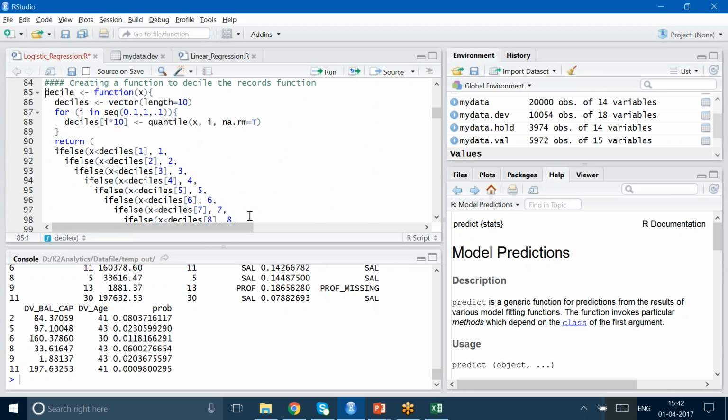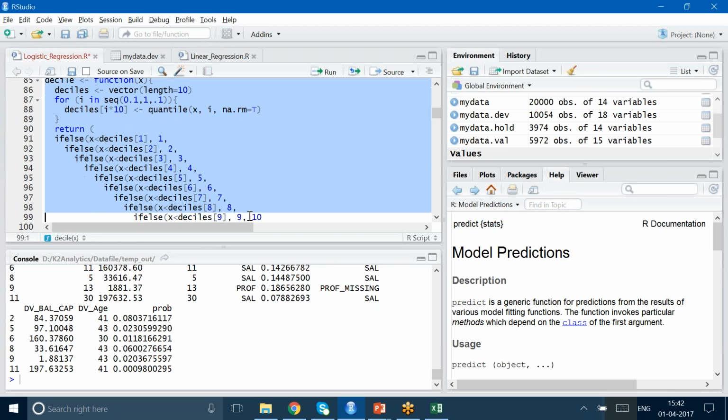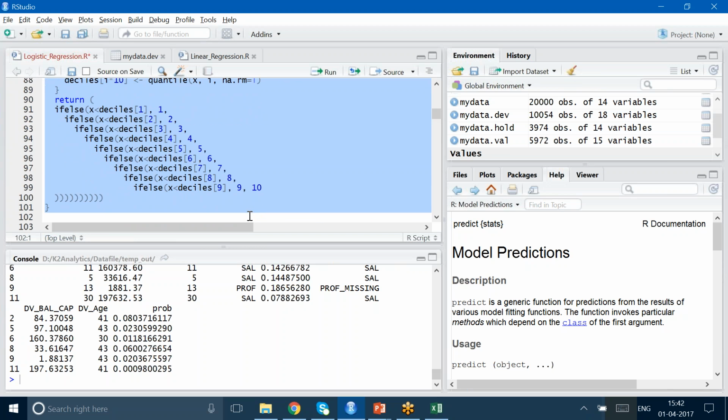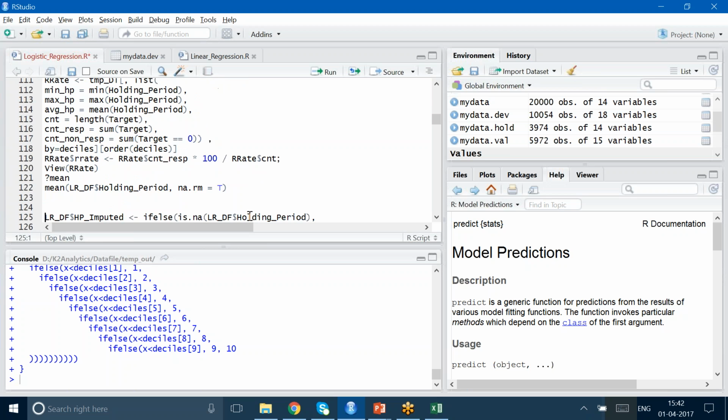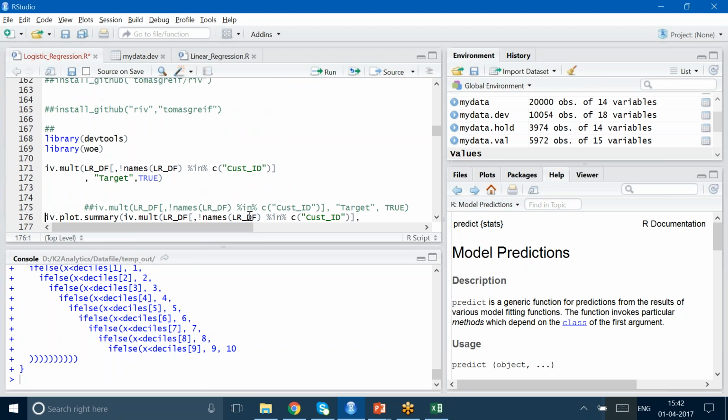So what I'll do is, this function, I'm not going into logic, how is this function written? This function is written to split the data into 10 buckets. I compile the function. It's a user defined function. Before you use a user defined function, you have to compile it. Once you have compiled it, you can call it n number of times. So I compile it. So now let's go ahead and create decile.